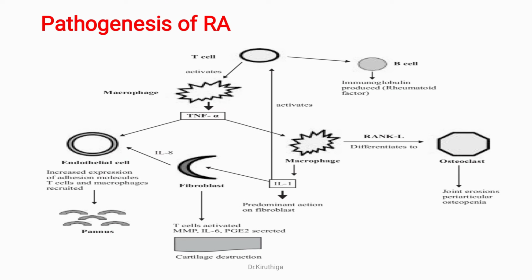We know the common signs of inflammation. There is pain, there is redness, and there is swelling due to accumulation of fluid. There is tenderness, as release of prostaglandins causes tenderness, and there is warmth. So all these inflammatory processes are present in rheumatoid arthritis also. What we have to remember is the initial triggering mechanism.